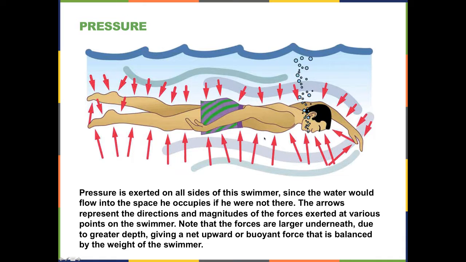The forces are larger underneath because of the greater depth, and that causes what we call the buoyant force and reduces the weight of the swimmer. But the swimmer does not float to the surface because his own weight is greater than the balance between these two forces. And we will talk about this some more when we talk about Archimedes' principle.